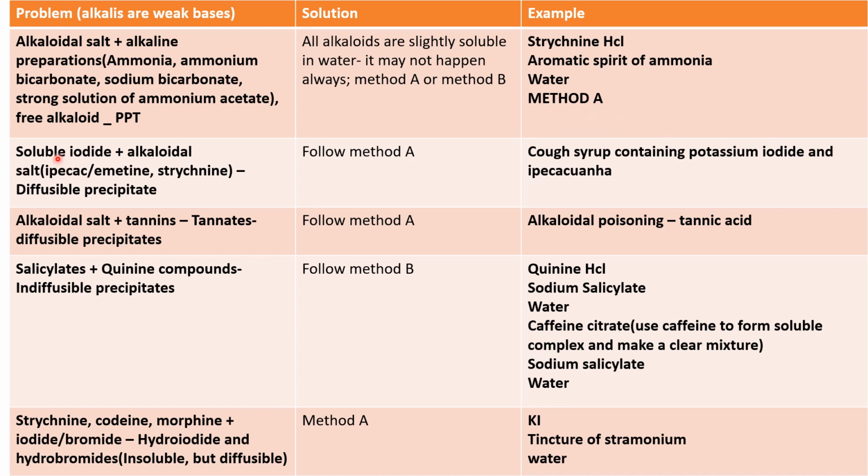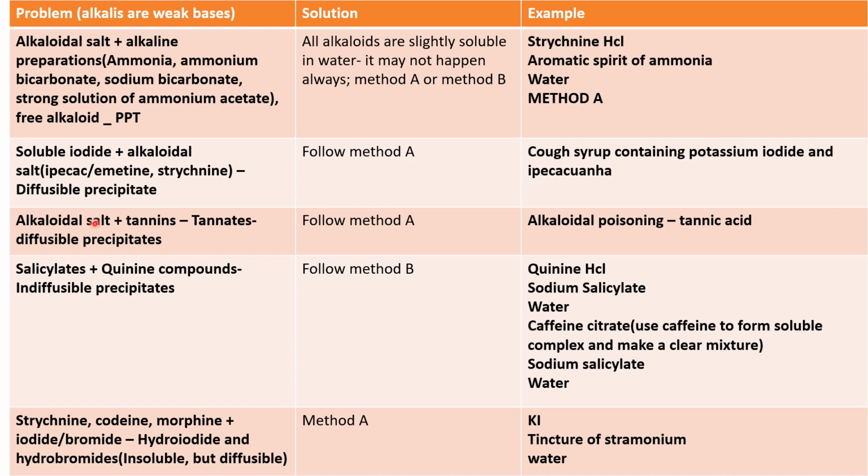Now the second one, alkaloidal salts with soluble iodides. You can see the various alkaloidal salts, like ipecac, emetine, strychnine. When these alkaloidal salts combine with iodides, they form a diffusible precipitate. What is the solution we have? Follow simple method A, which is for diffusible precipitates. For example, sodium iodide containing ipecac, which is used in cough syrup.